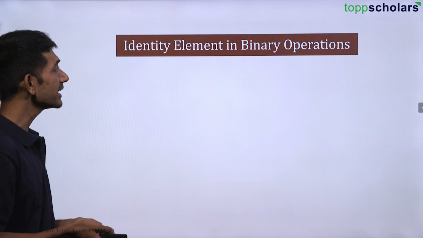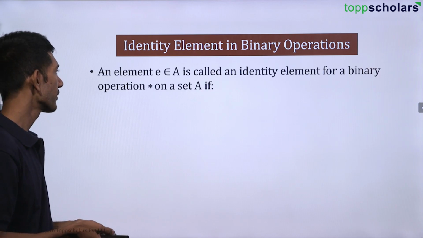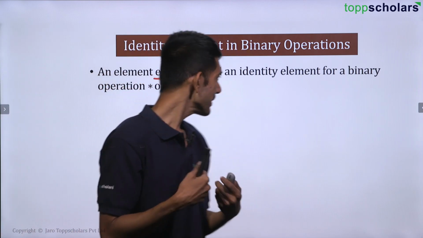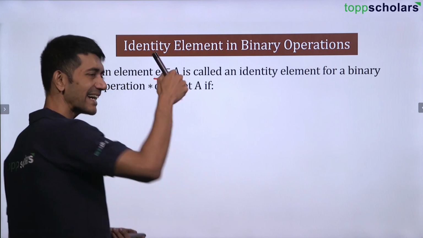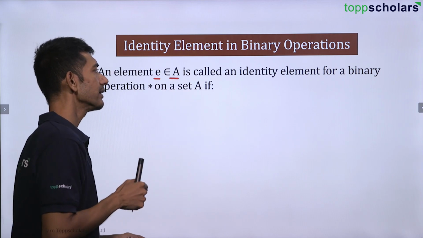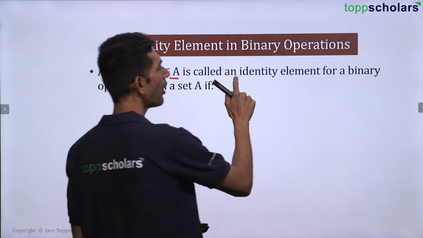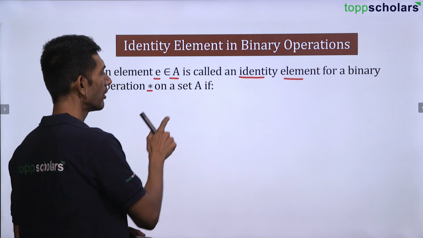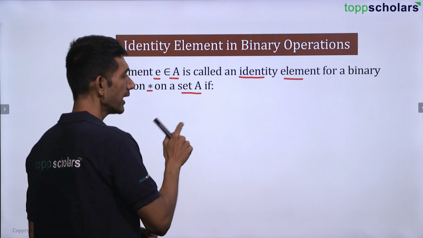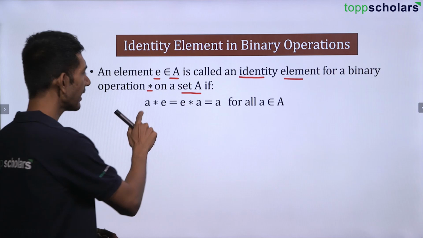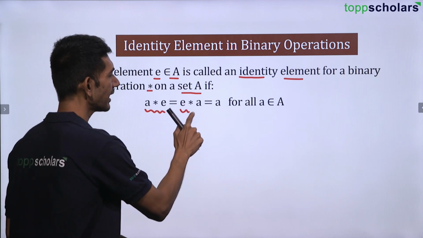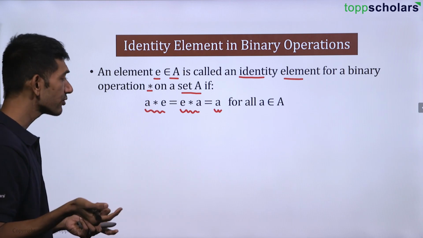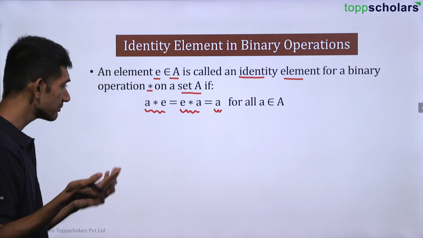Now let us talk about the identity element in binary operations. An element E, this is a new element E that belongs to set A, is called an identity element for a binary operation star on A if A star E is equal to E star A is equal to A. That star can be anything. It can be addition, it can be subtraction, it can be multiplication, that depends.